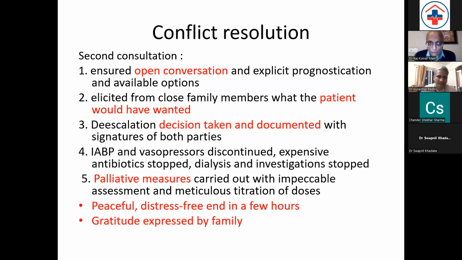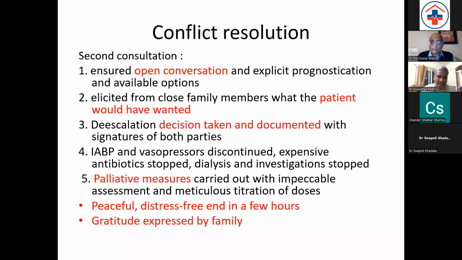How was this conflict resolved at the second consultation? Number one, ensured open conversation and explicit prognostication and available options. So this is mandatory if you must respect the autonomy of the patient.